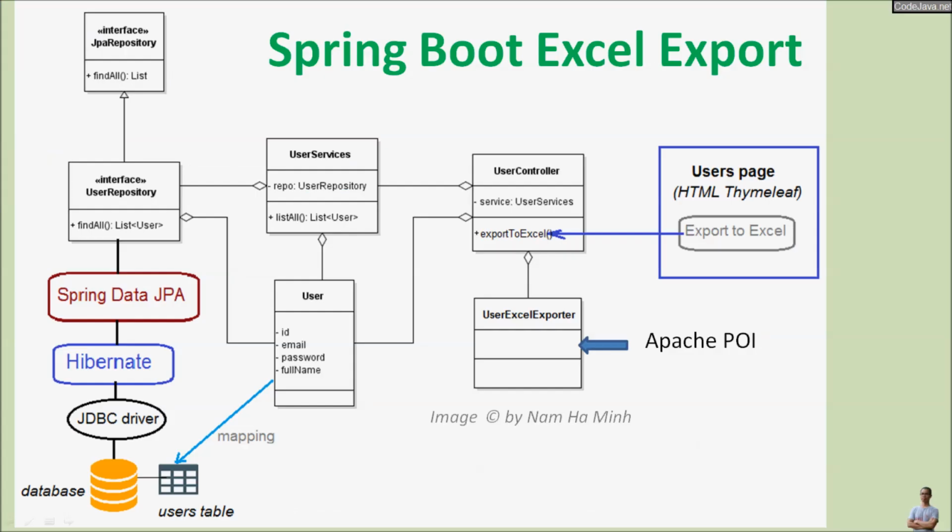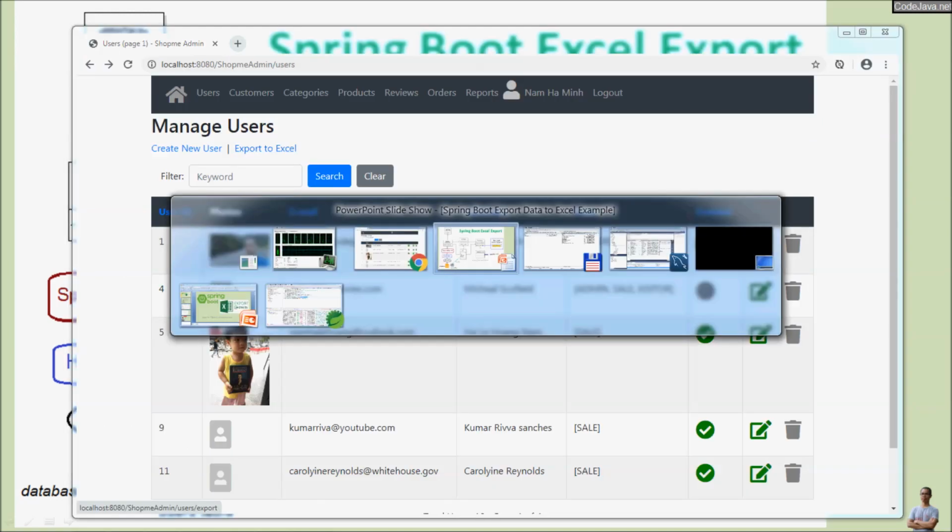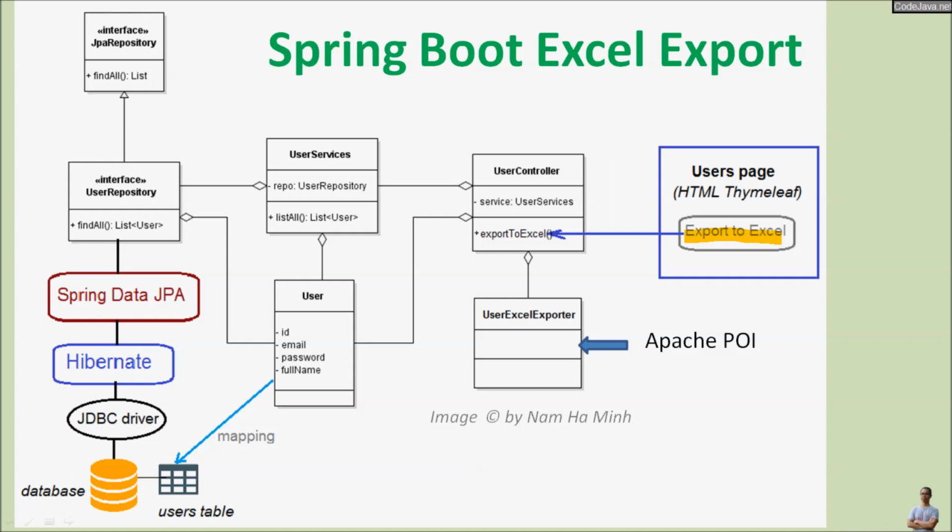Before writing code, let me explain the workflow of this application to implement the export to Excel function. You see, the end user clicks the hyperlink export to Excel in the user interface, which is here, and then it invokes the export to Excel function of the user controller. This is a Spring MVC controller class, and to get all the users from the database, we need to use Spring Data JPA. This controller class has a reference to user services class, which has a reference to user repository interface. User repository interface extends JPA repository interface, and it has a findAll method that returns a list of all users in the database.